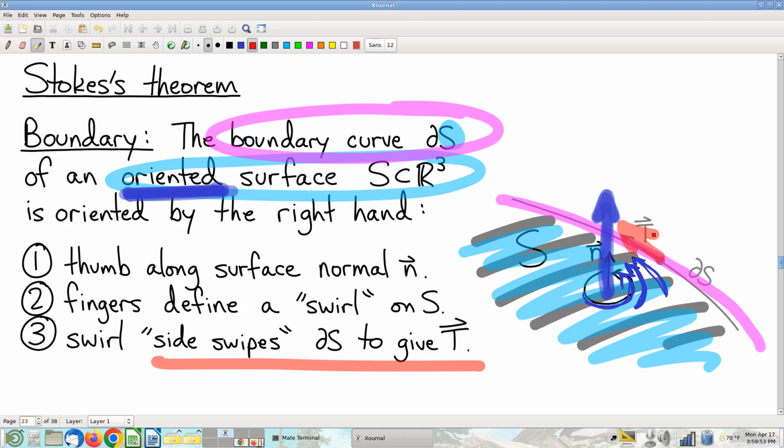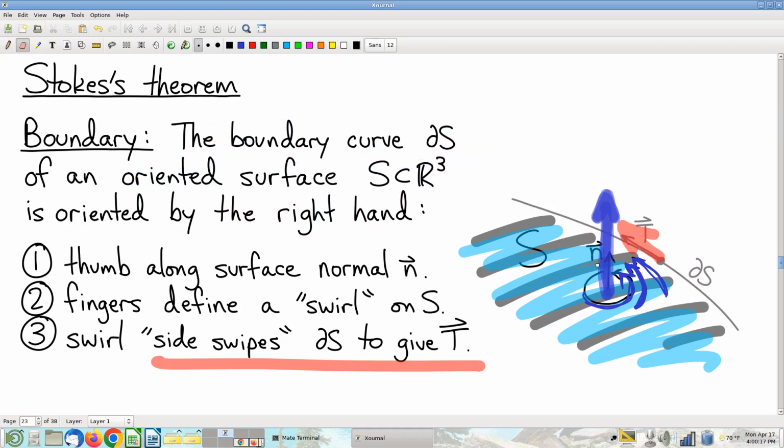Okay, so very importantly, notice that you have to imagine a normal vector here to your surface that is near the boundary, not on the boundary. Can't be on the boundary because we need to be able to define a swirl around the normal vector, right? So that swirl going all the way around the normal vector can then sideswipe up against the boundary. Okay. All right, that's the convention.